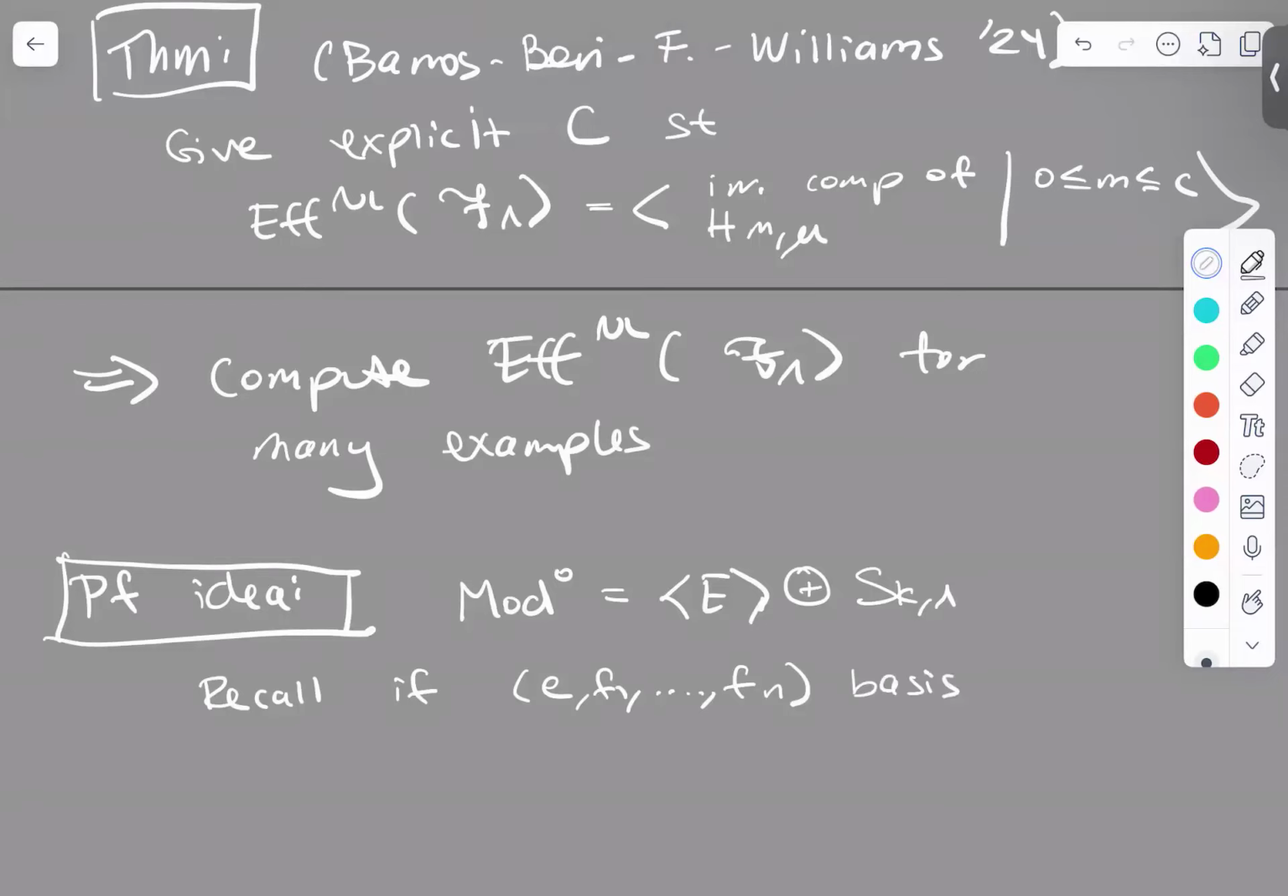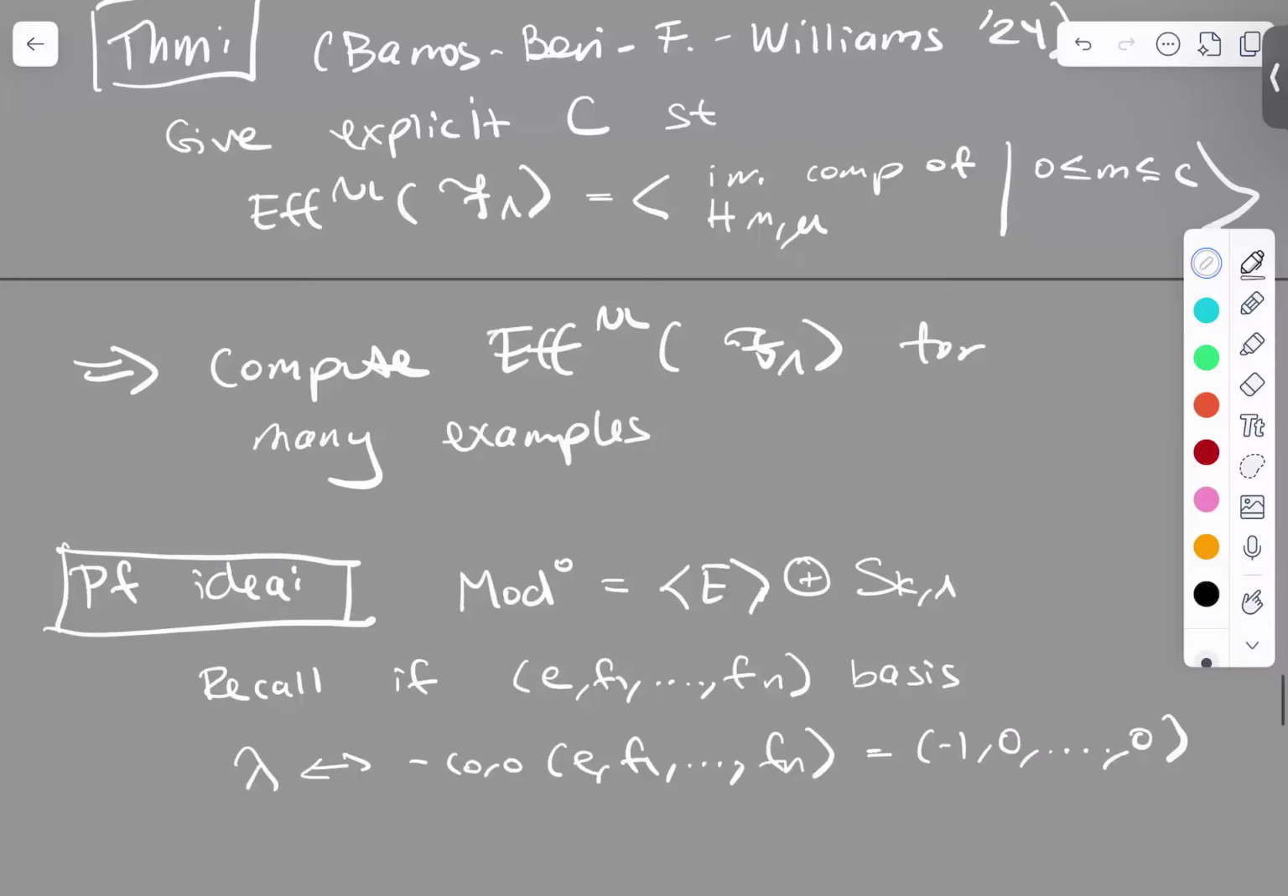with the E living in the span of the Eisenstein series and the F1 through Fn being cusp forms, then this special class lambda that I mentioned, which is supposed to correspond to minus the 0,0th coefficient extraction functional, if I apply it to this basis, I can choose my basis in such a way that I always get just minus 1, 0, 0.